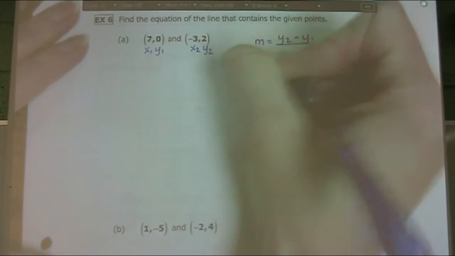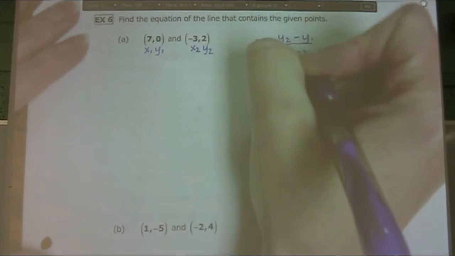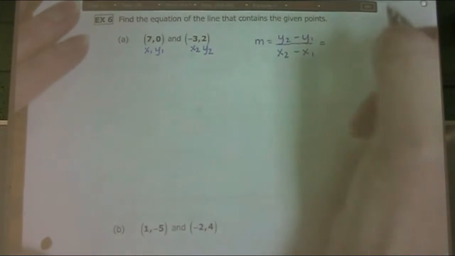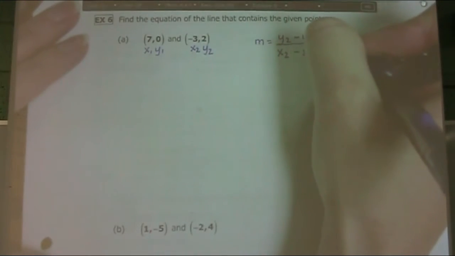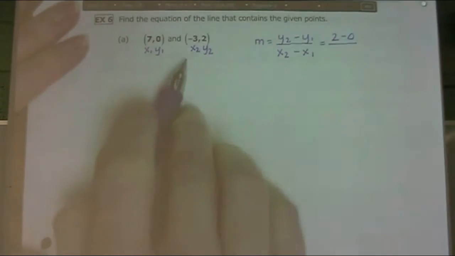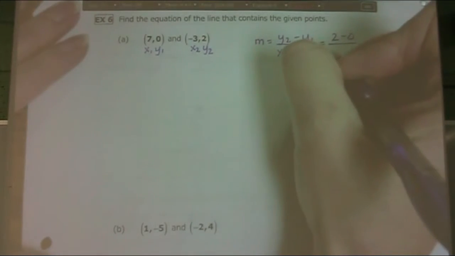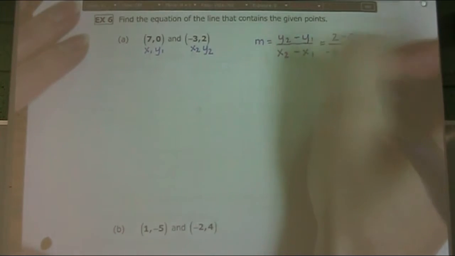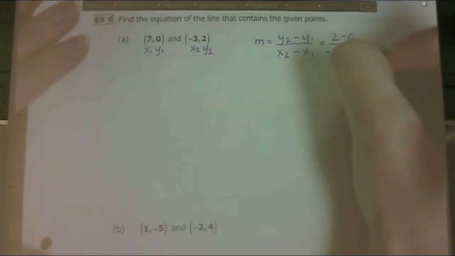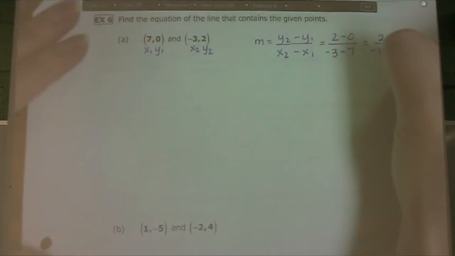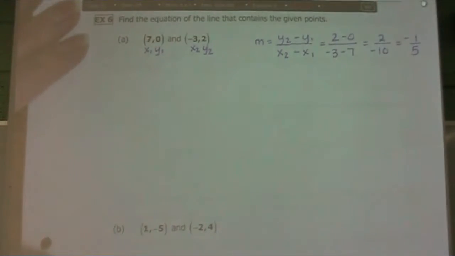My slope is m, and it equals y2 minus y1 over x2 minus x1. y2 minus y1 is 2 minus 0. x2 minus x1 is -3 minus 7. And I'm going to simplify. 2 minus 0 is 2. Negative 3 minus 7 is negative 10. And I can simplify this to negative 1/5. And there's my slope.